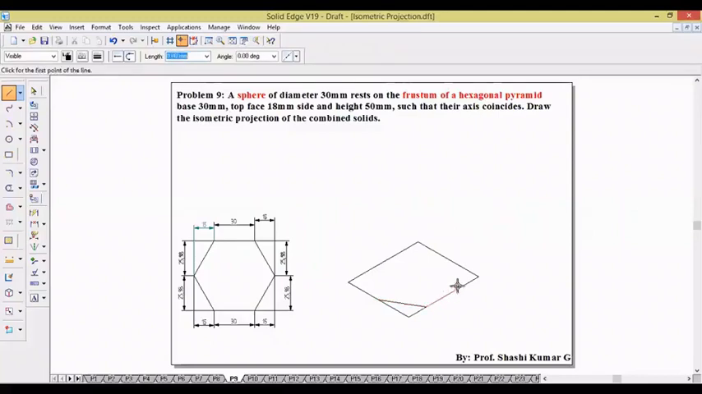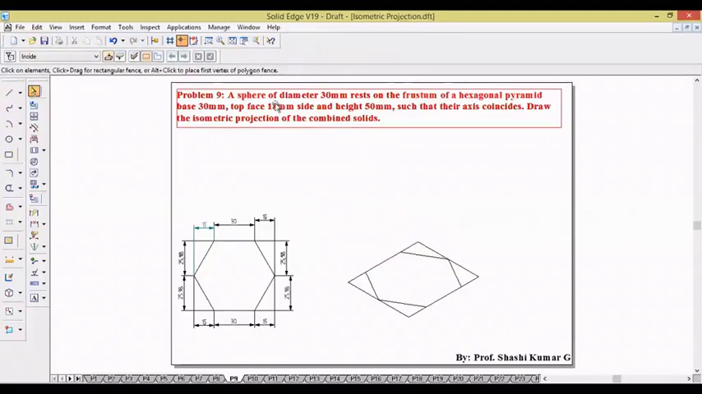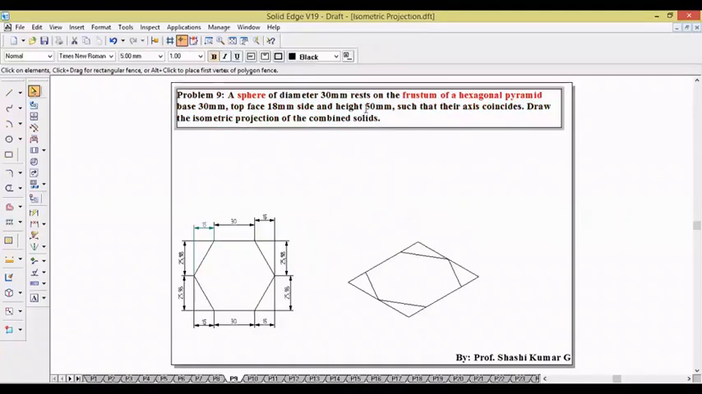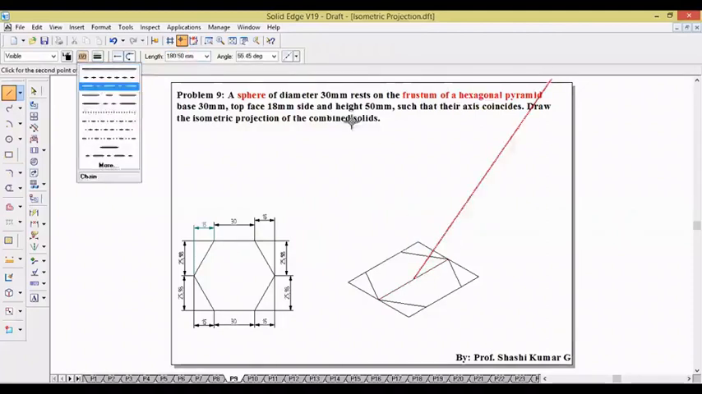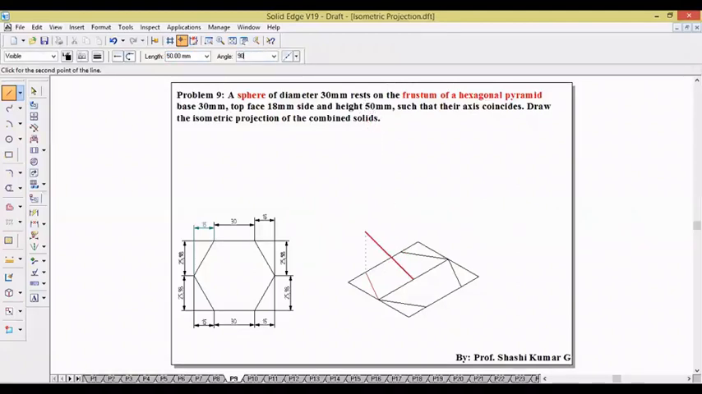you can easily get the horizontal hexagon on isometric view. So this is the base of the hexagon. Now the height of the frustum of pyramid is given 50 mm. Let us join these opposite corners. The midpoint of this line is the center. From there, we need to measure height. So take axis line. Height is 50, 90 degree.